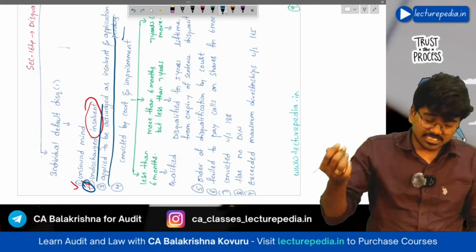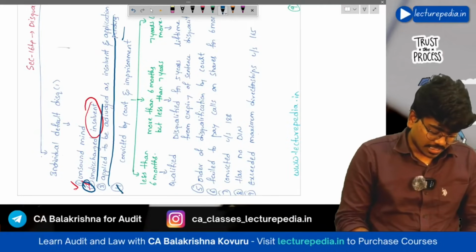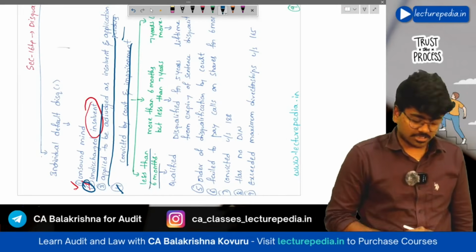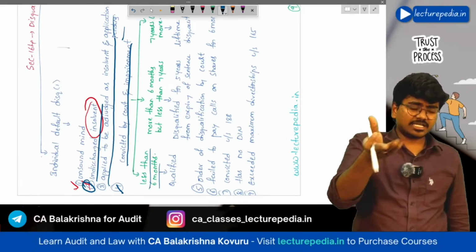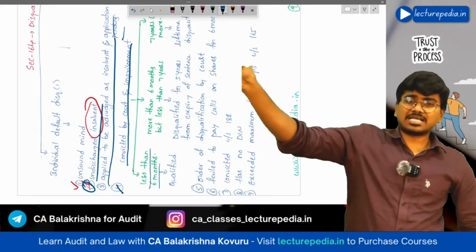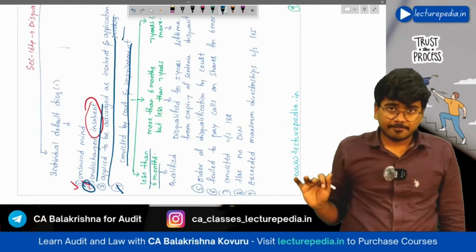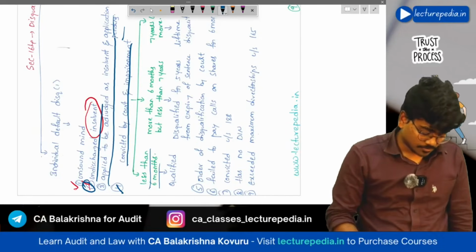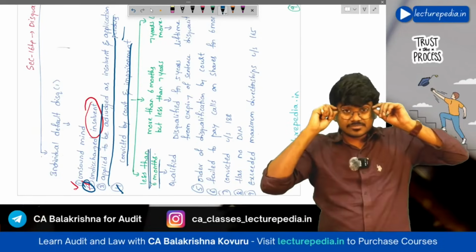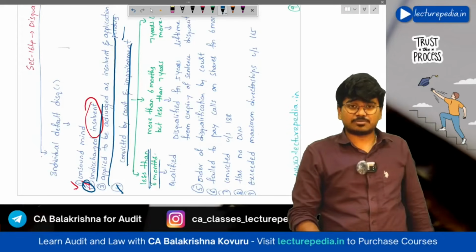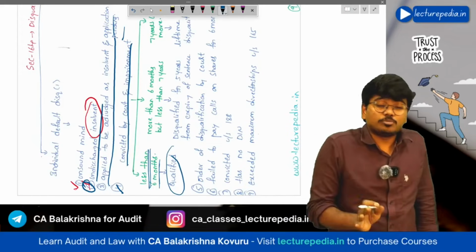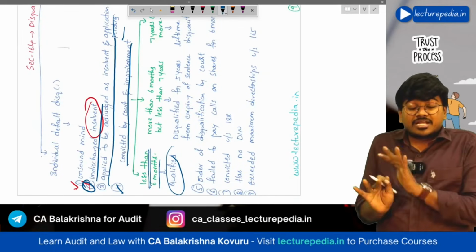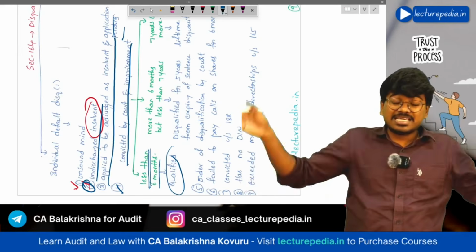That is the third point. Next, fourth, convicted by court and imprisonment of less than 6 months. Let's say he has committed a crime and the court has convicted him as a criminal, and has given him a punishment with imprisonment of less than 6 months. If the punishment is less than 6 months, then he is qualified to be appointed as director. He is not disqualified.